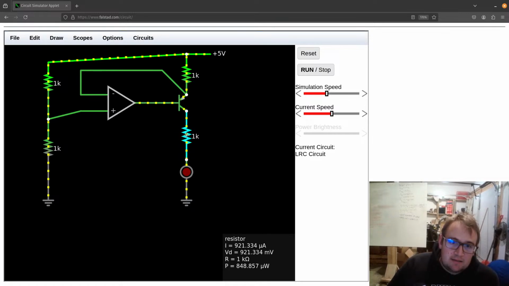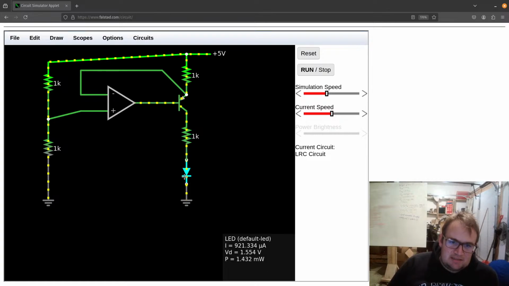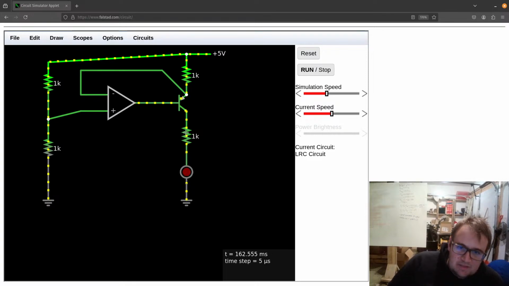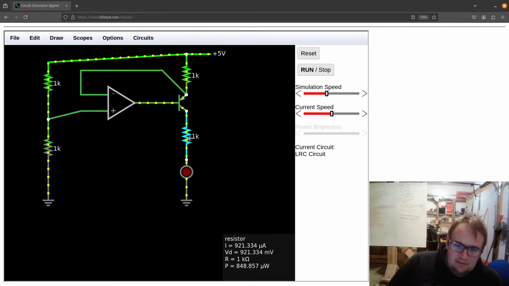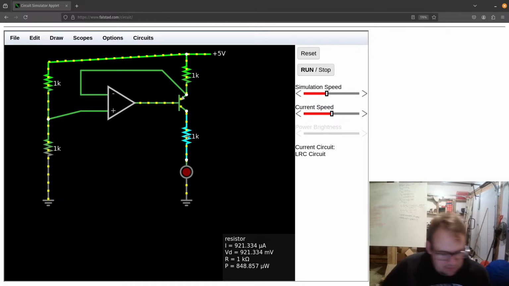So that would mean that add in this extra resistor, and then this LED, I think, takes it down. So it drops 1.5 volts, it says. So we got 1.5 volts, and then the rest of it would be dropped on this resistor. So then you got 1 volt basically, and then that's how you get to a milliamp. It's 921 microamps.